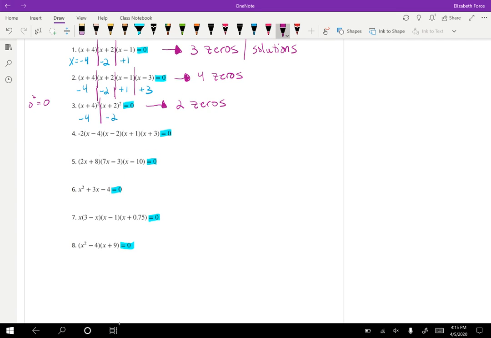In number 4, you've got this negative 2 out front. You've got x minus 4, x minus 2, x plus 1, and then the x plus 3. There is nothing to solve in this negative 2. So you don't have to worry about finding what makes that 0. But if you look at this factor, positive 4 is going to work. Positive 2 is going to work for x minus 2. Negative 1 is going to work for x plus 1. And then negative 3 is going to work for x plus 3. And that makes 1, 2, 3, 4 zeros.